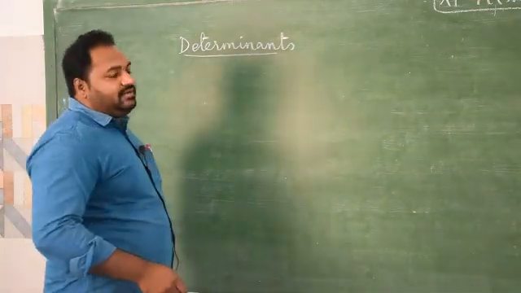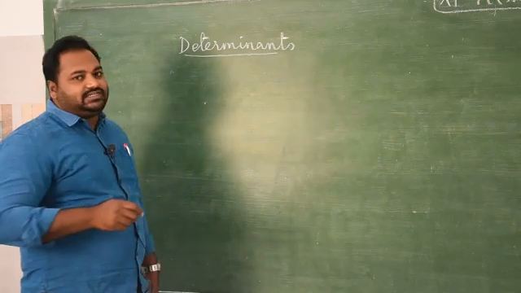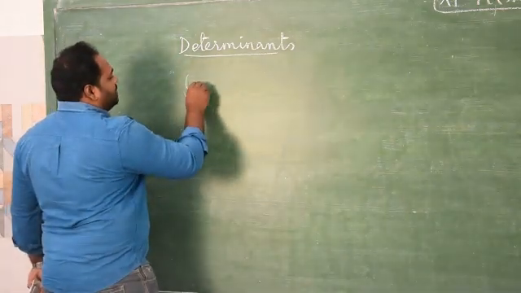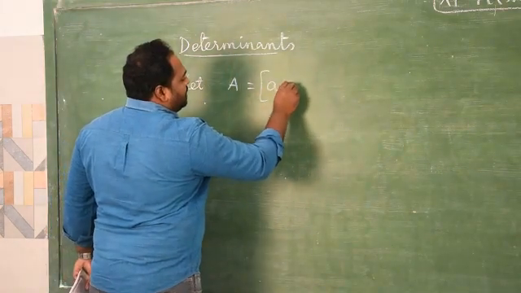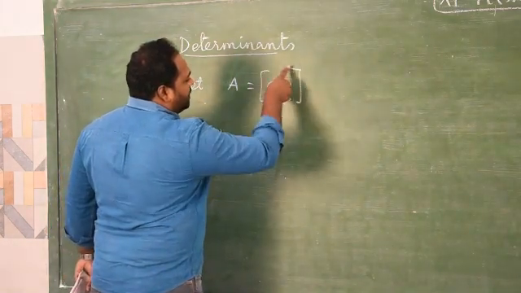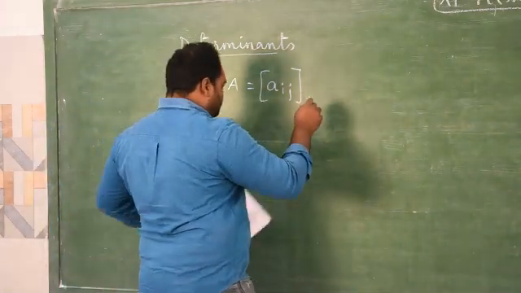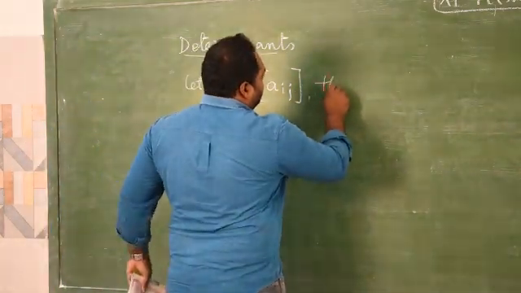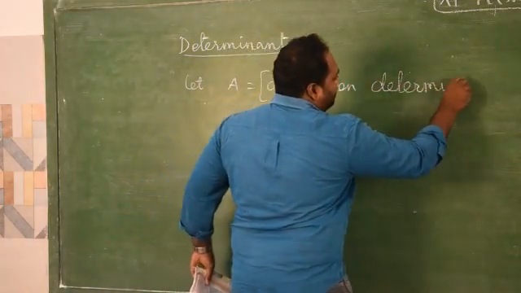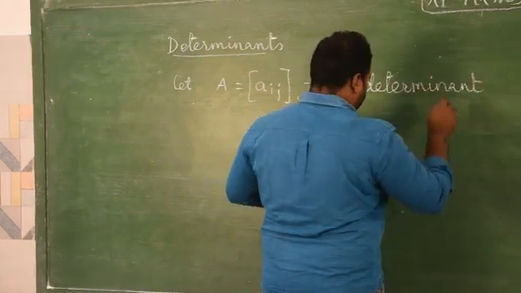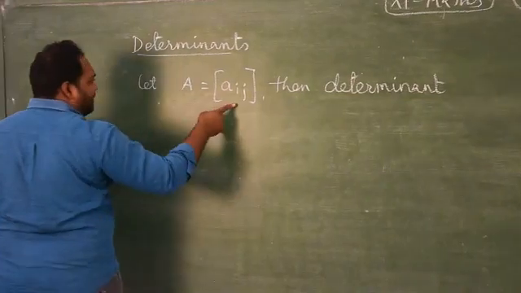Here in determinant we have so many properties. First, let me understand what is determinant. So we have A equal to, so far we know that the box, if you put it in the box, it is a matrix. Then determinant of A. So this is actually a matrix.